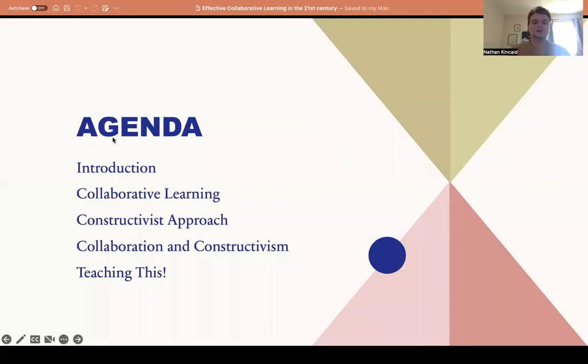To go over the agenda, we're going to start with a little bit of an introduction, talk about collaborative learning, the constructivist approach, how we can combine those two in our classrooms, and then some more examples of how you can teach it in your classroom.